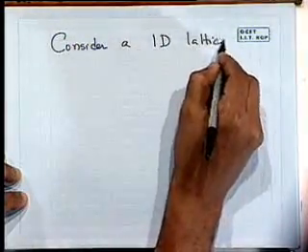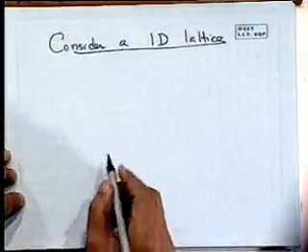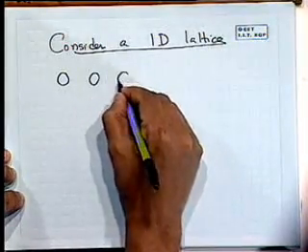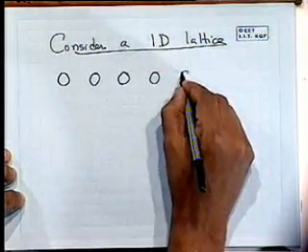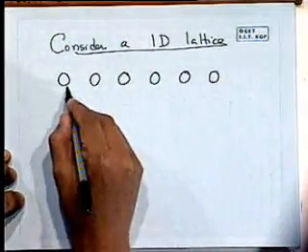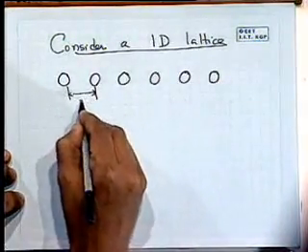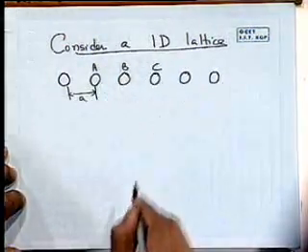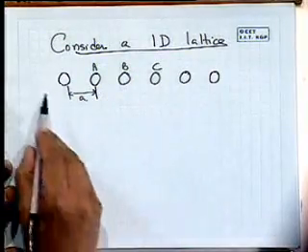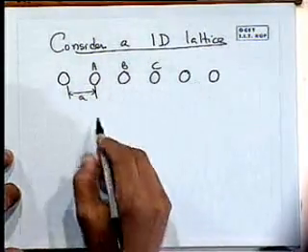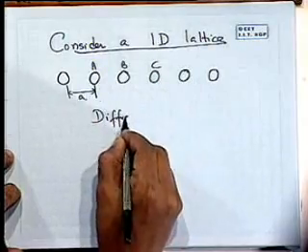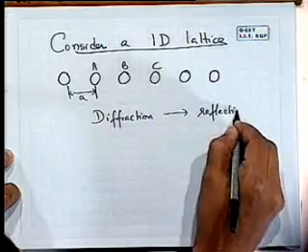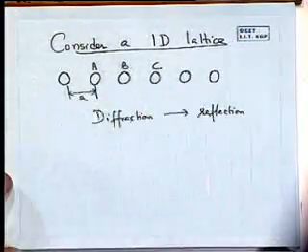Let's start with a one-dimensional lattice, which we'll draw very simply as consisting of a set of atoms or ion cores, whichever way you look at it, that are separated by a distance a. Okay? And we label these as A, B, C, and so on. In this case, because it's a one-dimensional lattice, when we talk of diffraction, fundamentally, it's the same as talking about reflection.